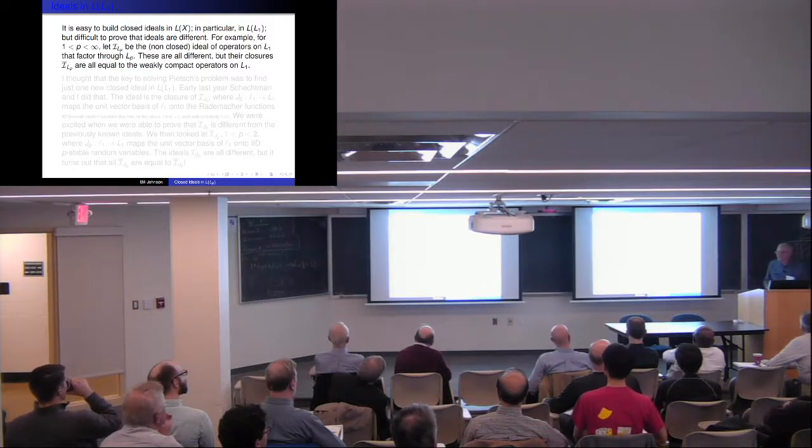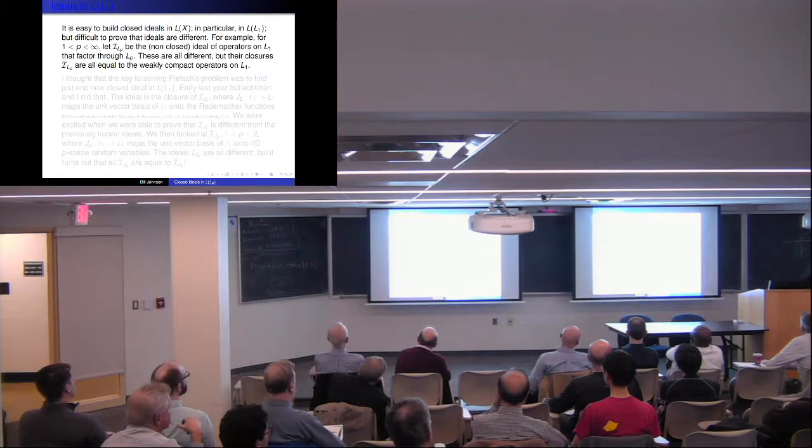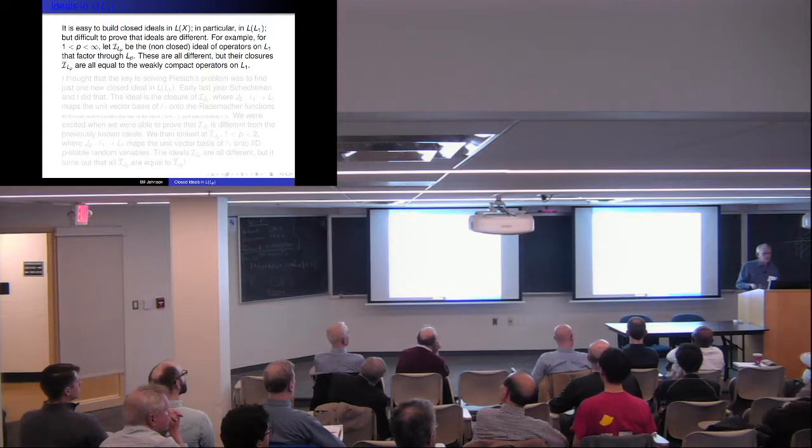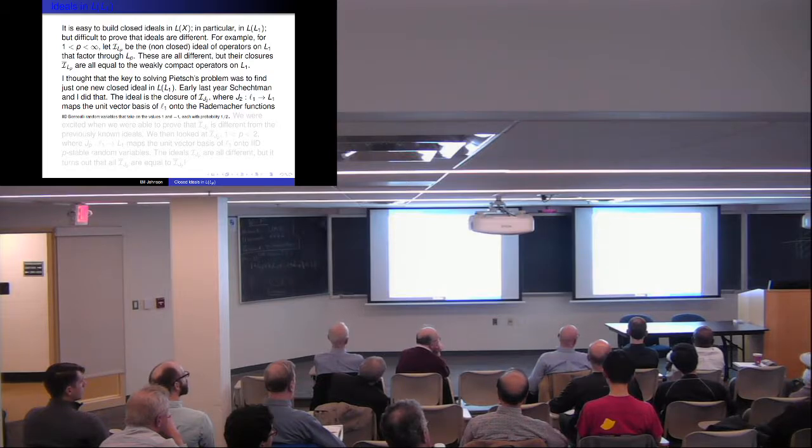Here's a more sophisticated example of that. Fix a p bigger than 1 and finite, and look at the ideals of operators that factor through capital L_p. These are all different ideals. You can check this. But once you take their closures, you don't get anything new. Every weakly compact operator is in the closure of each one of these ideals. So looking at such examples, I thought for quite a long time that the real key, we have 4. If you can find number 5, then you're going to solve this problem.